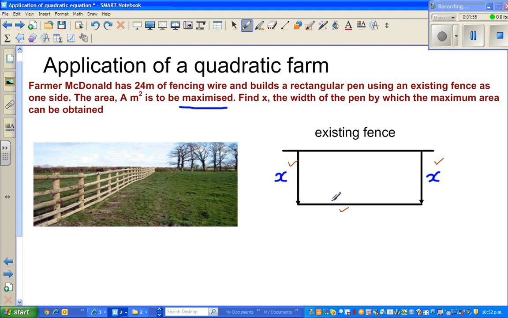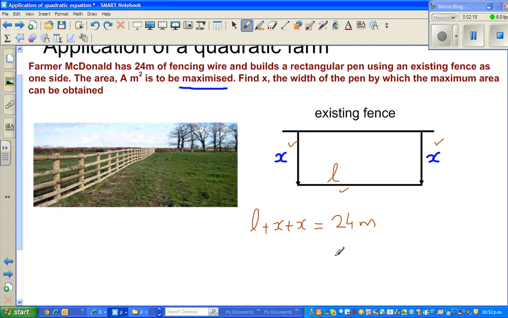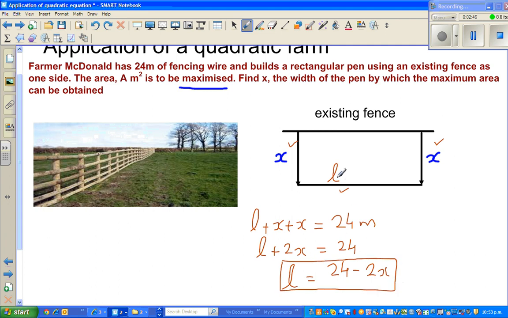So I will let this be the length, or L. I hope you understand: L plus x plus x should be equal to 24 meters. So can we write L plus 2x equals 24? I'm not going to write meters now. So what is L? If you make L the subject, this will be 24 minus 2x. So we have written L in terms of x.